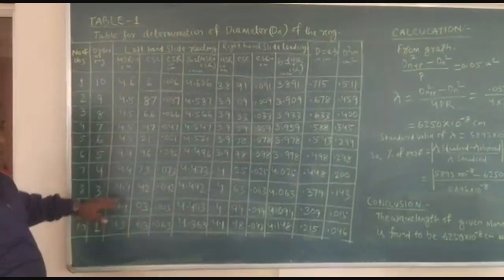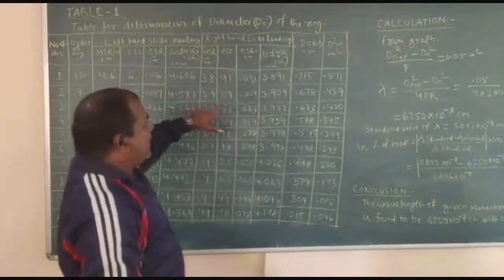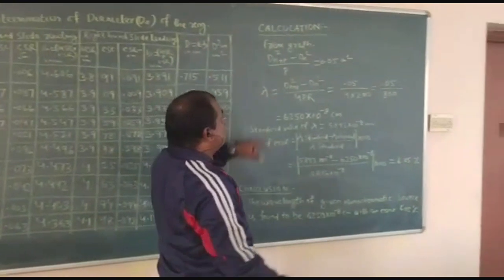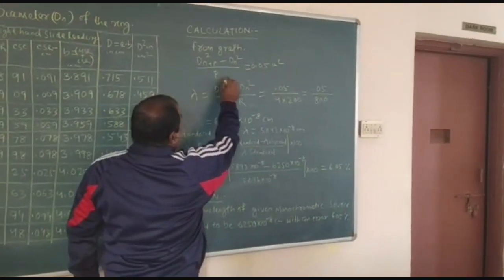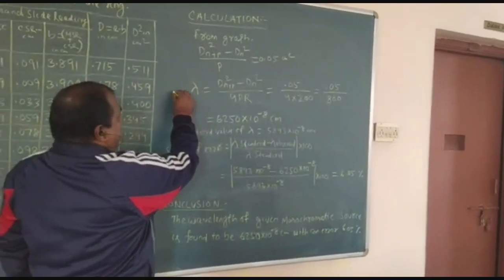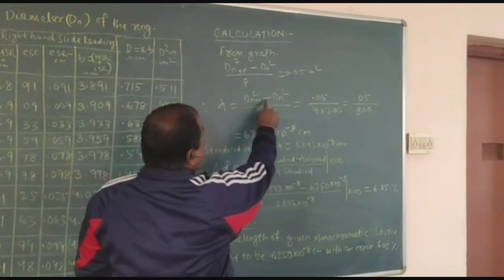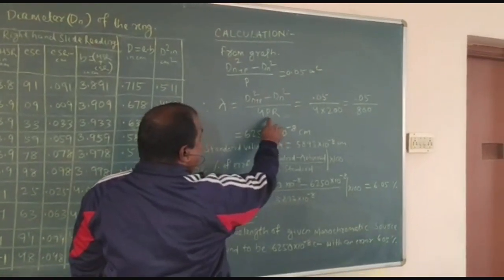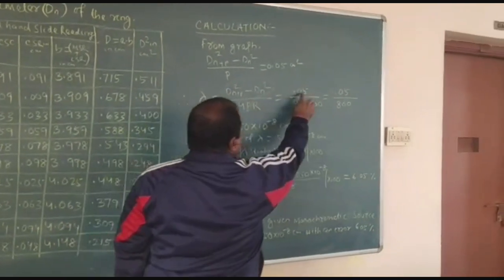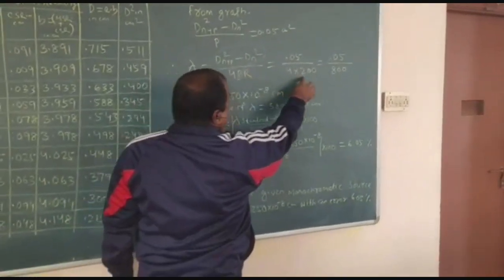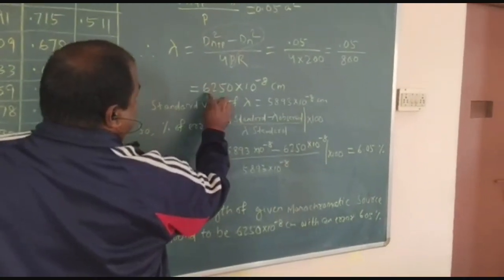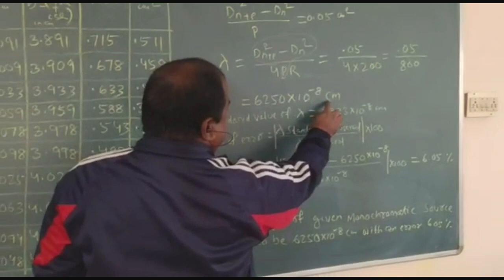And by taking your observations, see here, these are the data, and this one is your diameter, and this one also is your diameter square. And from the graph, we will find Dn plus p square minus Dn square by p is 0.05 centimeter square. So lambda is Dn plus p square minus Dn square by 4pR. That one is your working formula. Now 0.05 divided by 4 into R, which is 200, that means 0.05 by 800, that will be 6250 into 10 to the power minus 8 centimeter.